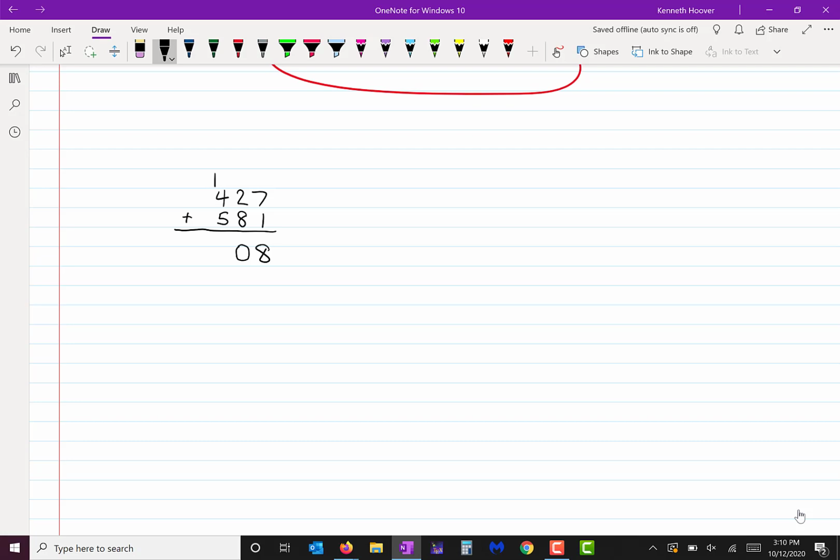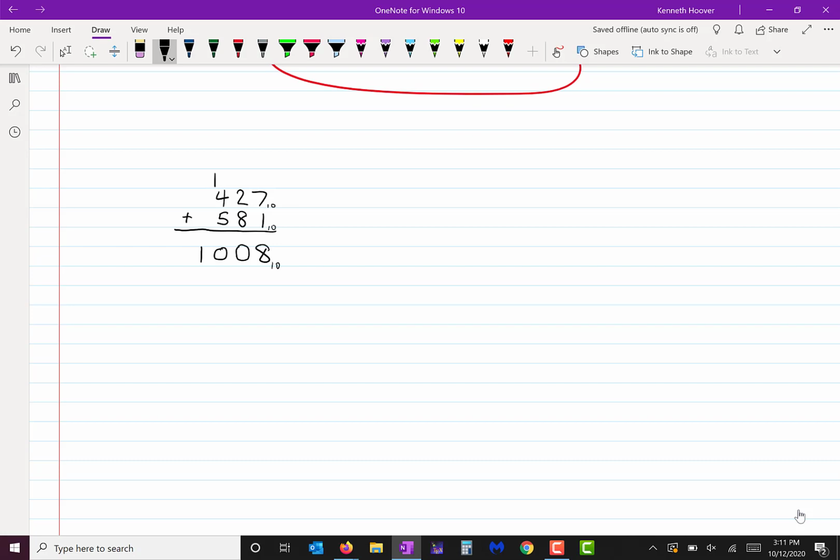And then let's add those together. What is that? 9 plus 1 is 10. So we write a 0 here, and we carry a 1 over to the next spot, and then we have 1008. Okay? All right. These are in base 10, by the way.